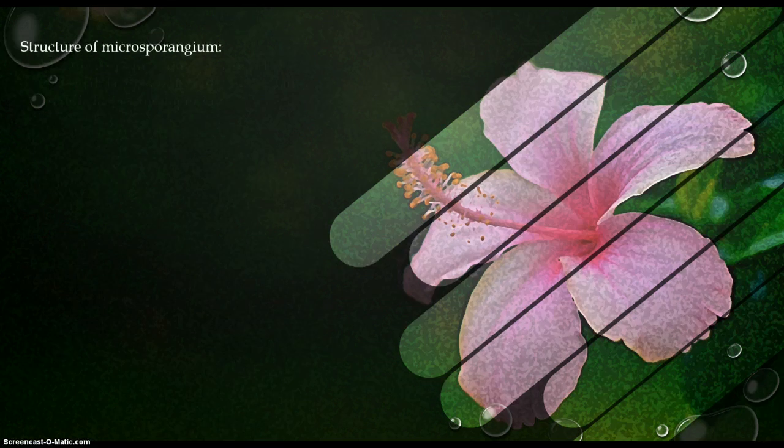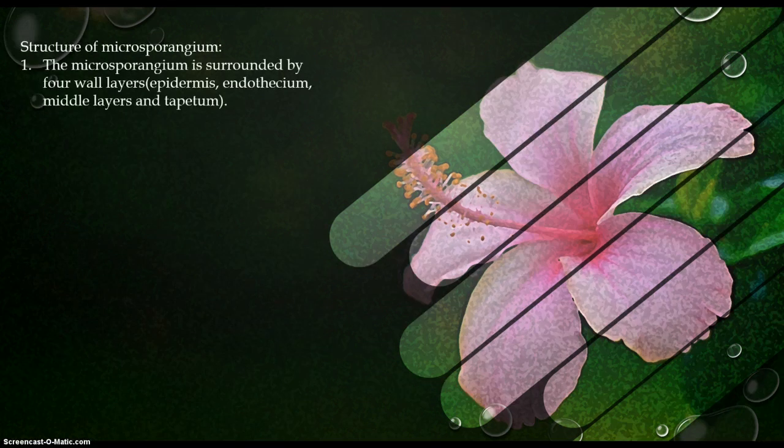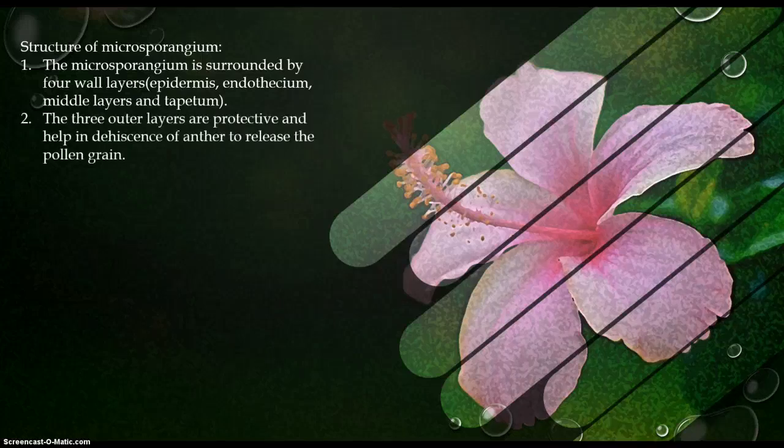Next we have the structure of the microsporangium, from where the pollen grains are formed. The microsporangium is surrounded by four walls. You have to remember this one very well. This is one of the hotspot areas for asking questions. It contains four walls: epidermis, endothecium, middle layers and tapetum.